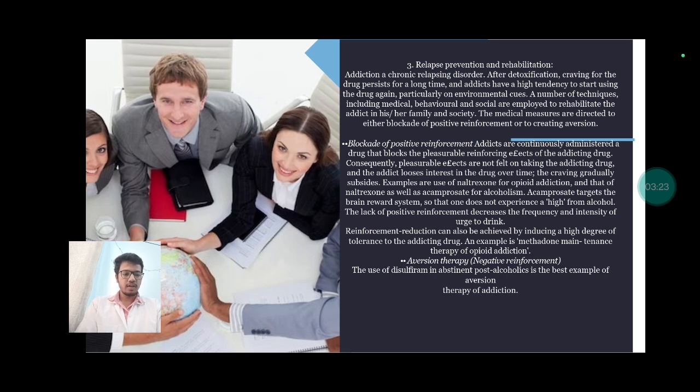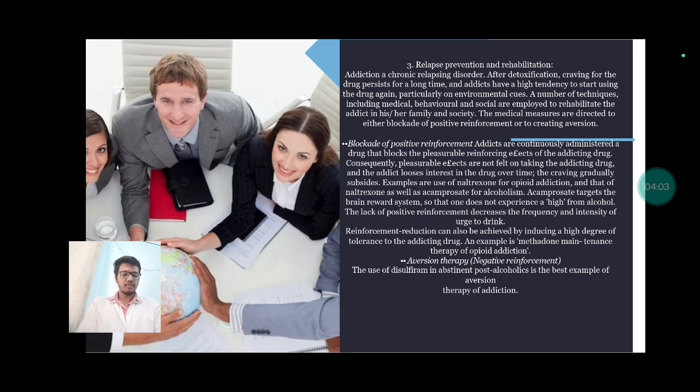Blockade of positive reinforcement. Addicts are continuously administered a drug that blocks the pleasurable reinforcing effects of the addicting drug. Consequently, pleasurable effects are not felt on taking the addicting drug, and the addict loses interest in the drug over time. The craving gradually subsides. Examples are use of naltrexone for opioid addiction and that of naltrexone as well as acamprosate for alcoholism. Acamprosate targets the brain reward system so that one does not experience a high from alcohol. A lack of positive reinforcement decreases the frequency and intensity of urge to drink.